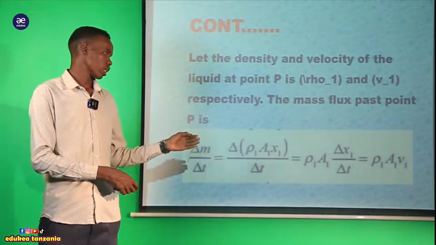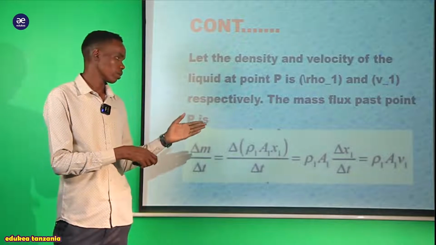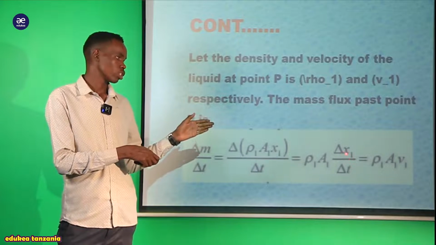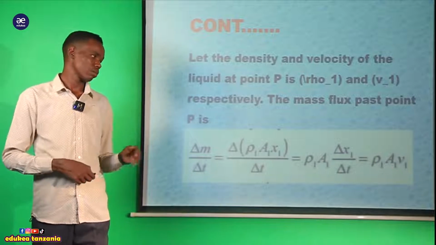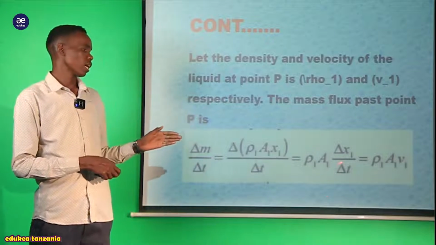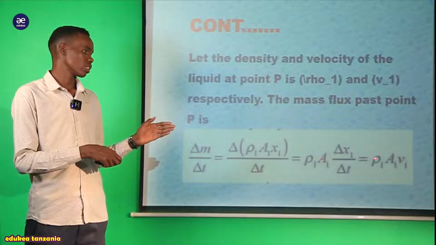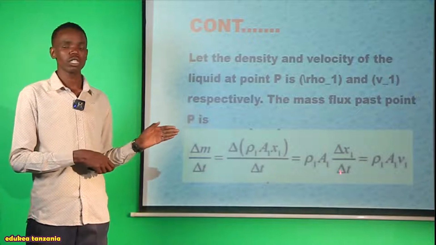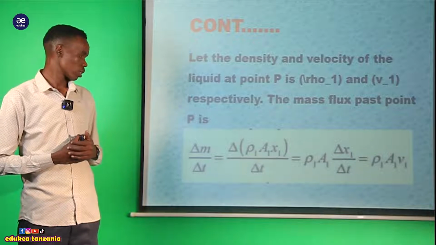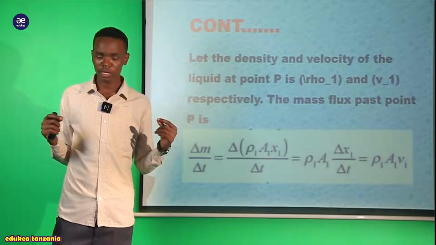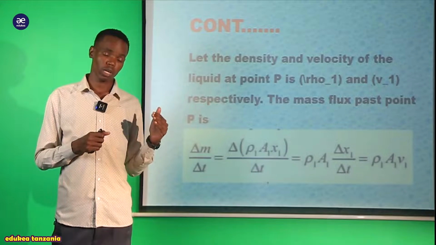Now we should obtain density 1, cross-section area 1, times the bracket of the rate of change. It means the small change of the displacement divided by the small change of time. If we simplify more, we obtain that this is equal to density 1 times cross-section 1, then times V1. In this way we can express the rate of change of mass, my dear student, at one end.